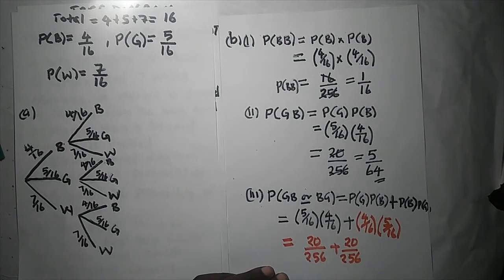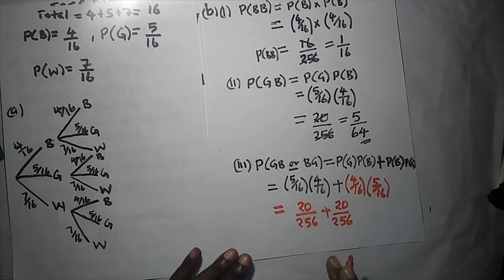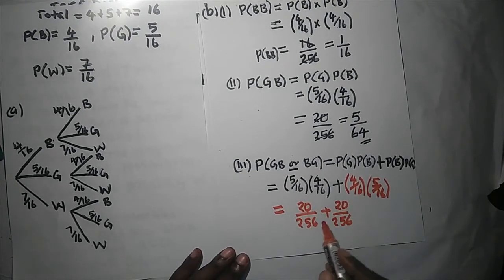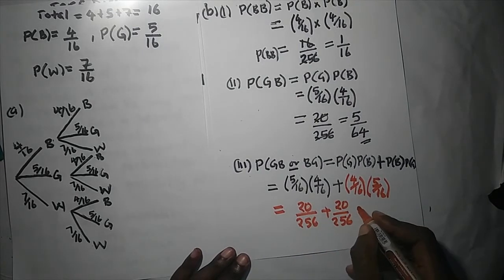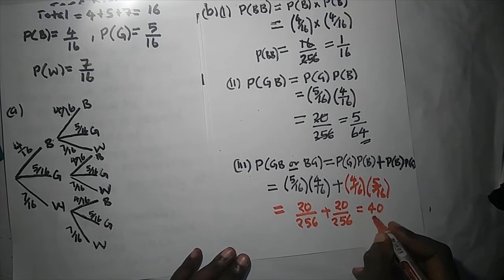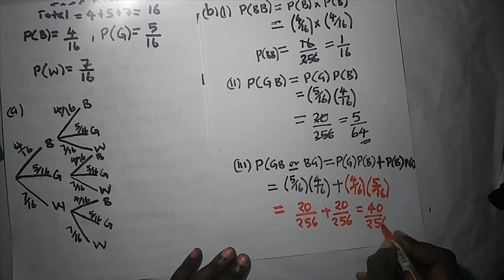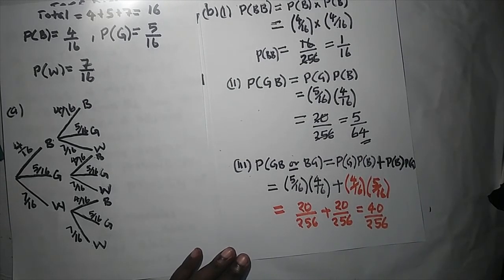Okay, so here we can simply add on top here, because the denominators are the same. So we can say 20 plus 20, we are going to have 40 over 256, which we can further simplify because 4 can go into both of these numbers. We can either divide 4 into both of these numbers, or even 8.